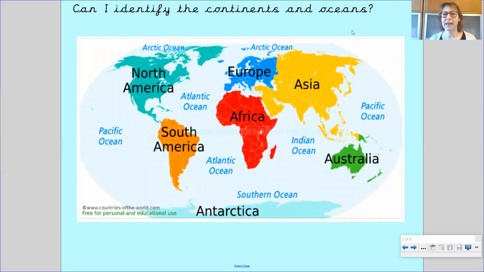We're going to be looking at continents and oceans, and this is more of a revision lesson because we have looked at these before. We're going to see what we can remember.